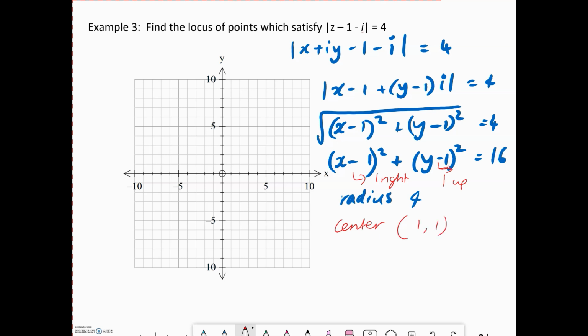Okay, so let's plot the center. And the radius is 4, so 1, 2, 3, 4, and do the same. Now just draw your circle, and this is the locus that fits that requirement.